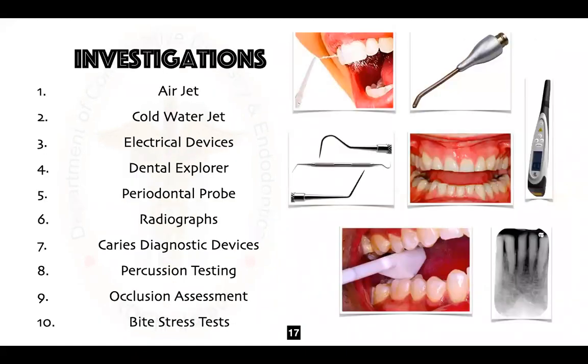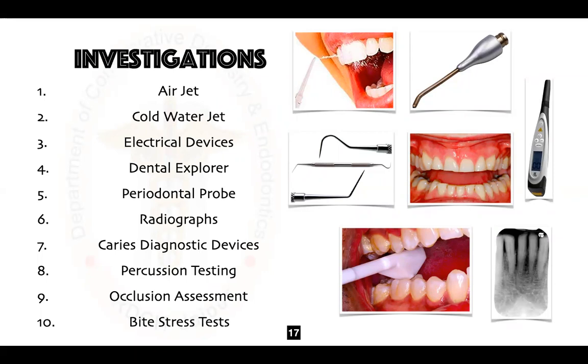In investigations, we have a lot of techniques to investigate. As I'm mentioning a few: air jet, cold water jet, electrical device, dental explorer, periodontal probe, radiographs, caries diagnostic devices, percussion testing, occlusal assessment, bite stress test. As I'm showing you pictures of a few on the right side, you can see there is air jet flow, there is cold water jet, electrical devices. I'm also showing you a radiograph with severe attrition on the lower anteriors. All these are things for you to investigate and come to a conclusion or make a definitive diagnosis.